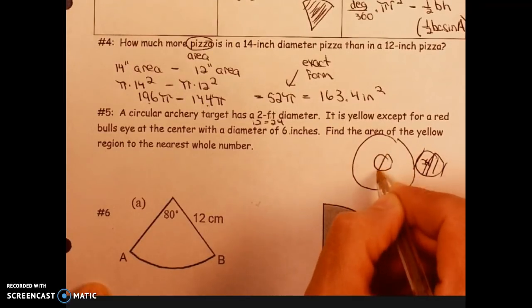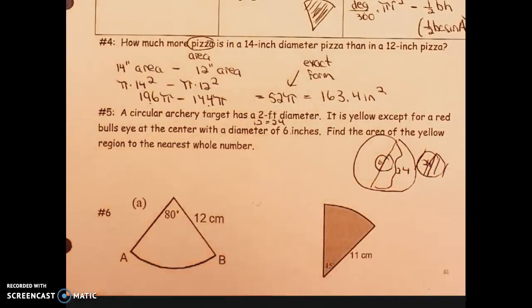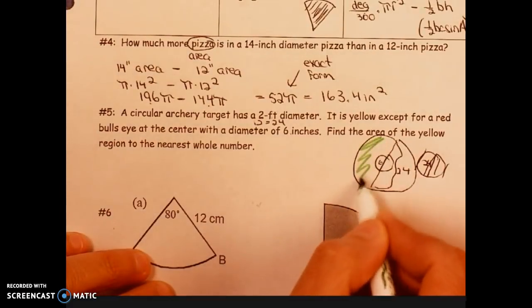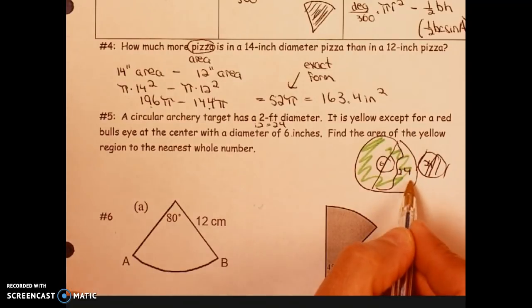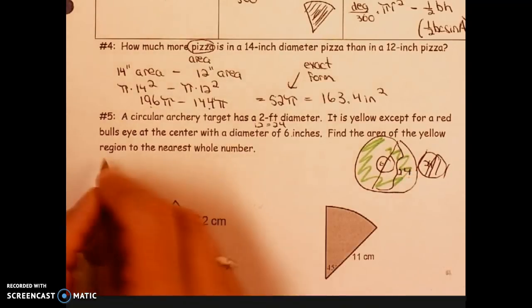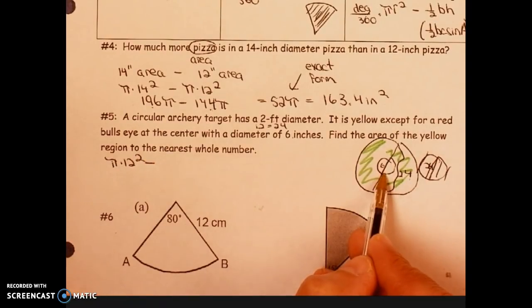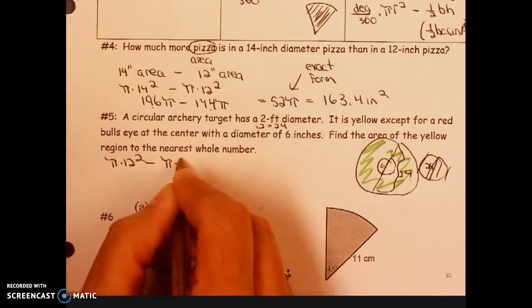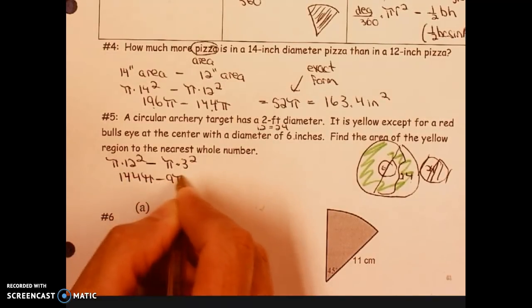Here's the bullseye. It has a diameter of 6. This one had a total diameter of 24. Find the area of the yellow region. So if you can picture, what we're looking for is this area out in here. Right away we know its area. We've got our formula up there, so we want to look at the area of the whole thing, and it has a diameter of 24, which means its radius is 12. We're going to subtract the area of that red circle, which again has a diameter of 6, which means its radius is 3. So 144 pi minus 9 pi.